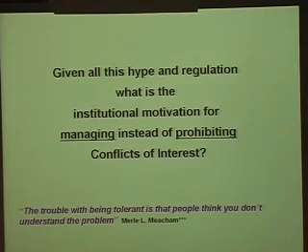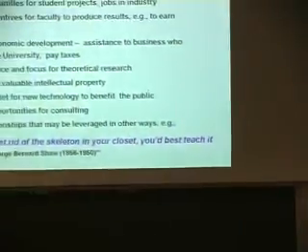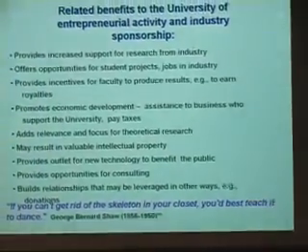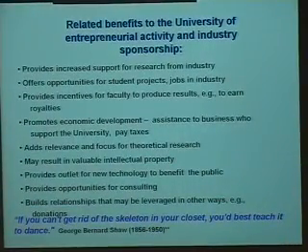So given all this hype and all this regulation and all these people asking for disclosures all over the place, why doesn't a place like the University of Michigan just say, you can't have these situations, you can't be involved in things that create the potential for conflict of interest? Well, it's because to a very large degree, the university is a corporation. We are mercenary. We need money. So if we create this entrepreneurial activity and we foster these relationships, it will lead to good things for the institution.